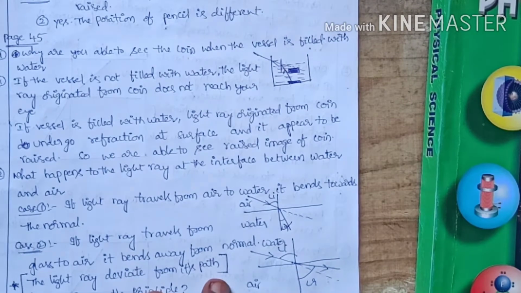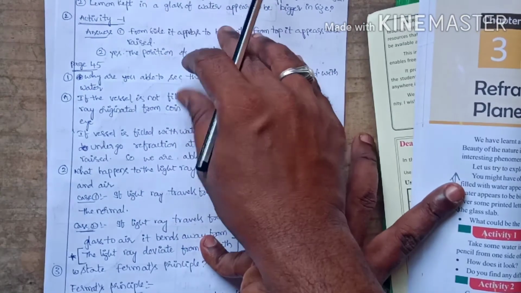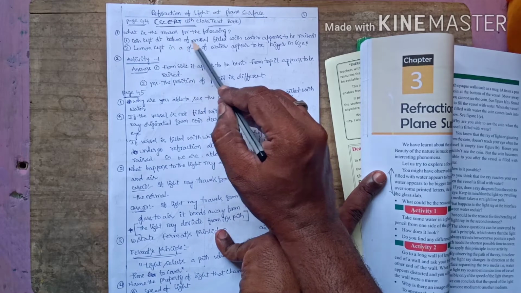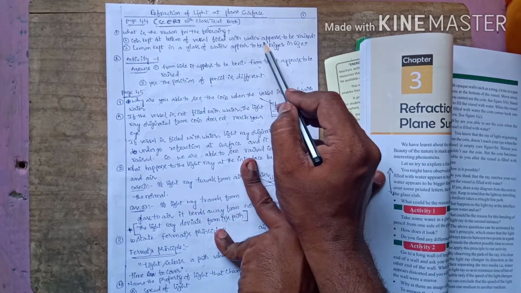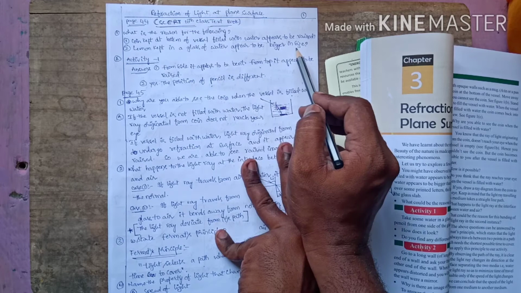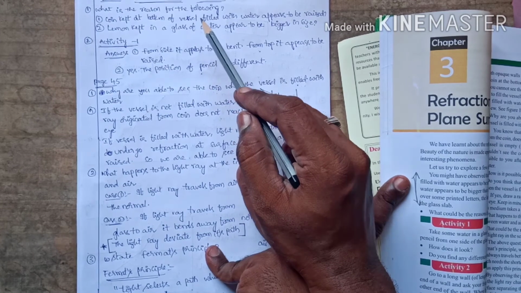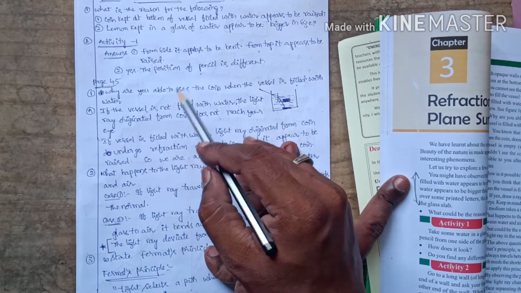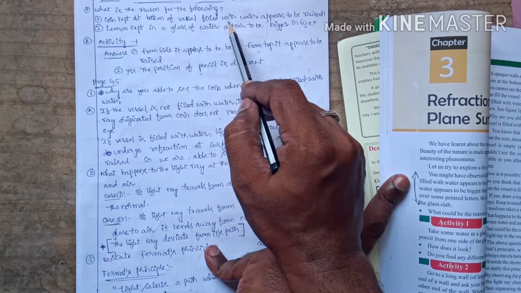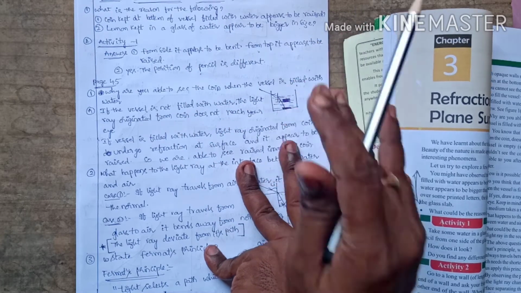As in page number 44 of our Xerox notes, I wrote like this. What is the reason for the following? We can ask the question like this: a coin kept at the bottom of a vessel filled with water appears to be raised, and a lemon kept in a glass of water appears bigger in size. The answer is simply refraction. The process of refraction takes place when a coin is kept at the bottom of a vessel filled with water, and a lemon kept in a glass of water appears to be bigger in size.